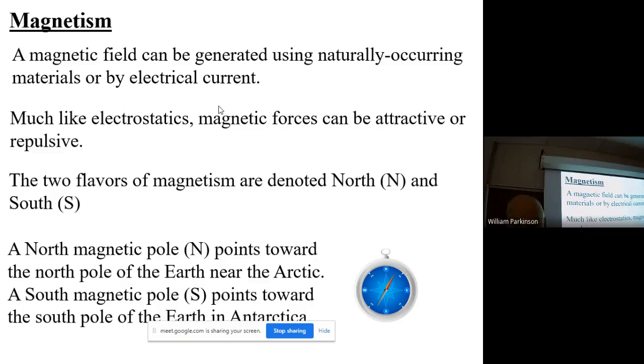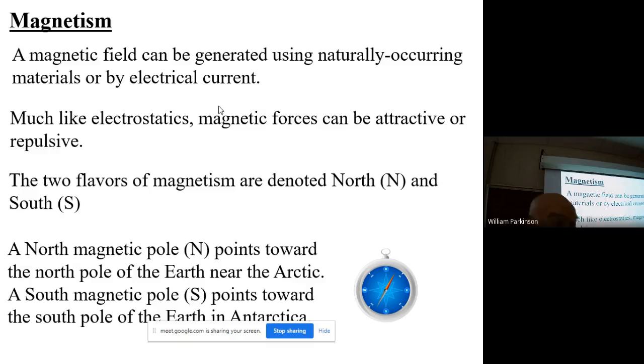Now, the north and south thing, of course, comes about by interaction with the Earth. Very simply, if you have a north magnetic pole, it points towards the North Pole of the Earth. And the North Pole of the Earth is near the polar Arctic tip of the Earth. It's not at the very top of the Earth. And the south magnetic pole points near the South Pole of the Earth, which, again, is not exactly at the South Pole, but near there.